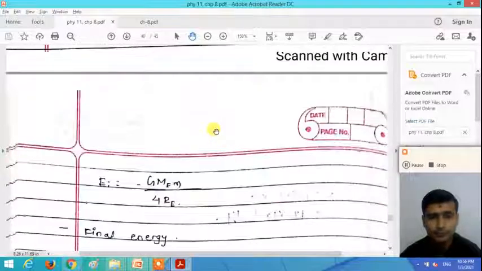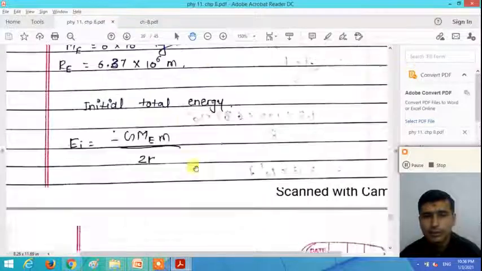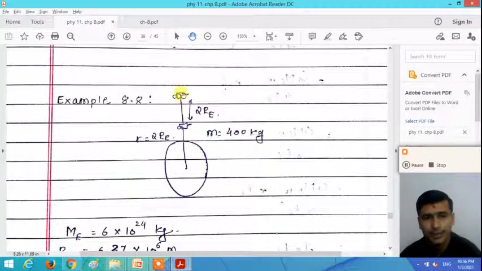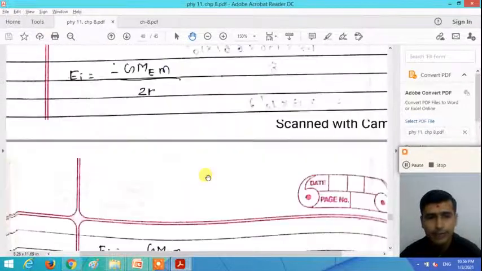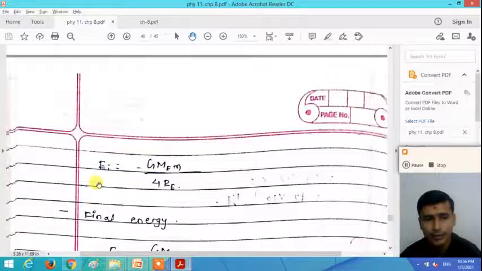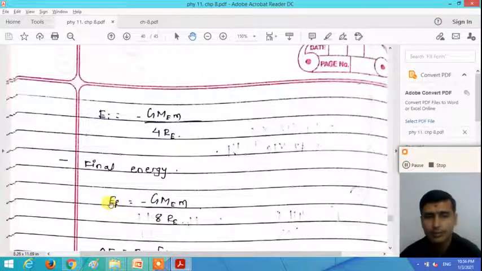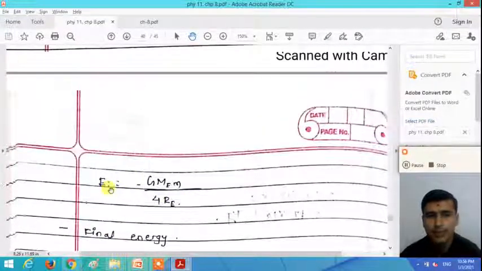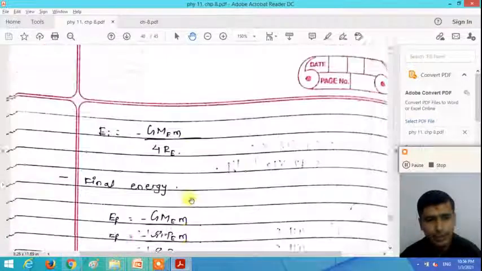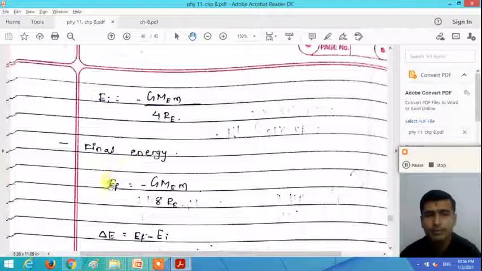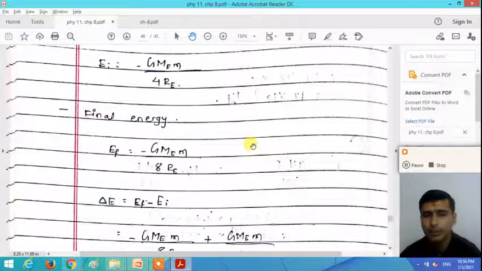So from that, consider the energy of the satellite at a distance 4RE. What is the energy of the satellite at a distance 4RE? Final total energy EF is equal to minus G ME m divided by 4R. So put R equal to 2RE, we get the initial total energy EI equal to minus G ME m divided by 4RE, and the final energy EF equal to minus G ME m upon 8RE.